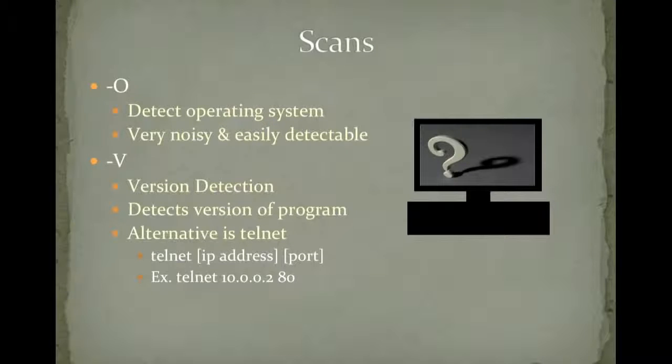Here are the different scanning options. -O detects the operating system. What this does is it detects it based on signatures, because each operating system responds differently to packets, but this is very noisy and easily detected by IDSs and IPSs. -sV is version detection, and this will detect the version of the program or service running. An alternative to this would be Telnet, the IP address, and the port. So telnet 10.0.0.2 port 80.